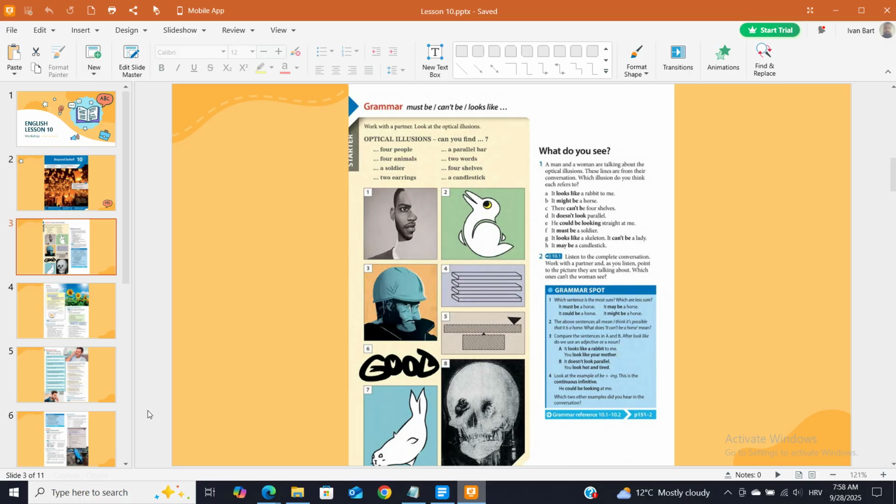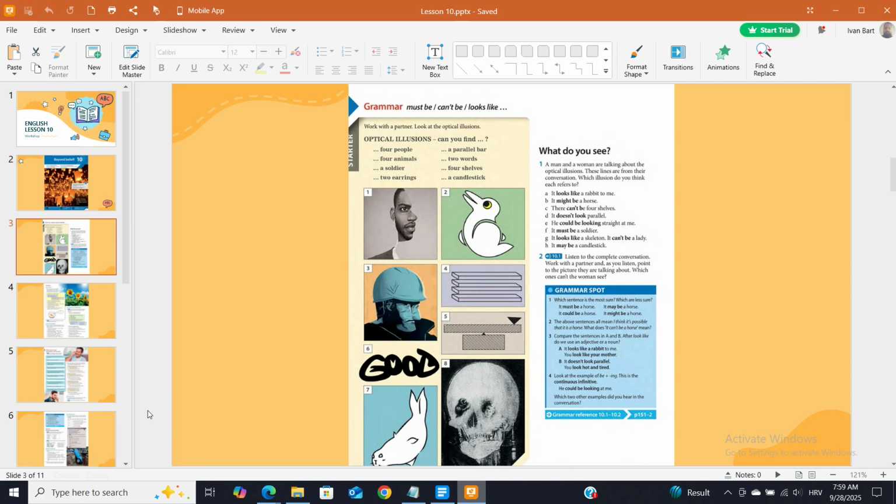Optical illusions, can you find? 4 people. 4 animals. A soldier. 2 earrings. A parallel bar. 2 words. 4 shelves. A candlestick. What do you see?